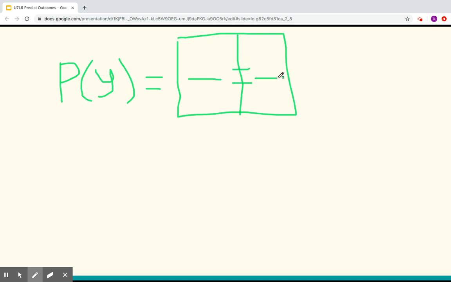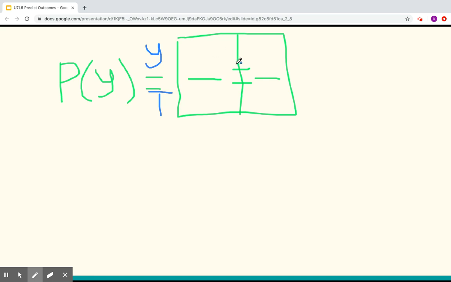And once again, let's go ahead and label this proportion box. The denominator, once again, is always going to represent the total number of outcomes, and the numerator is going to represent our desired result. And in this case, our desired result is yellow. So let's go ahead and write a Y up here. So the numerator represents yellow.